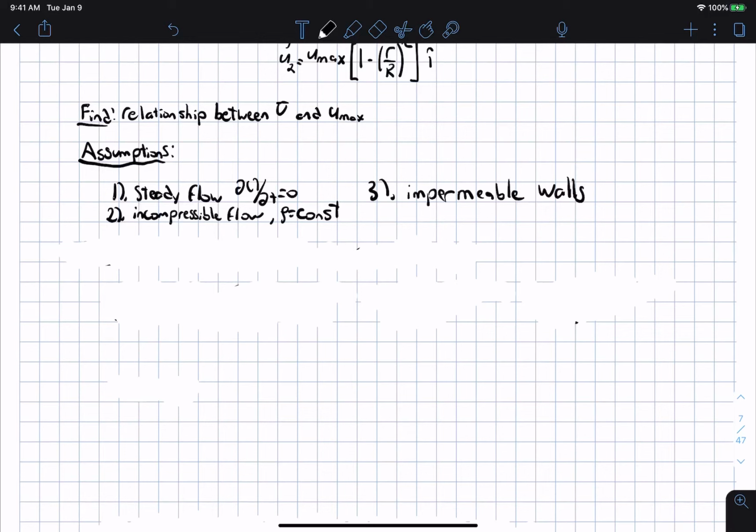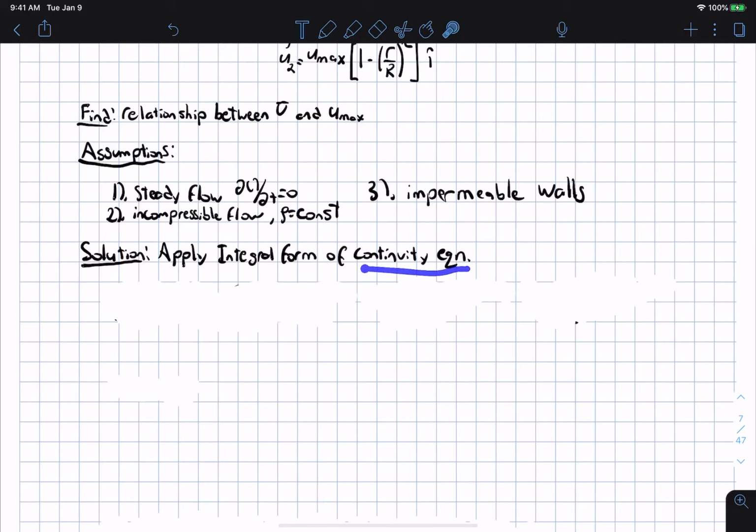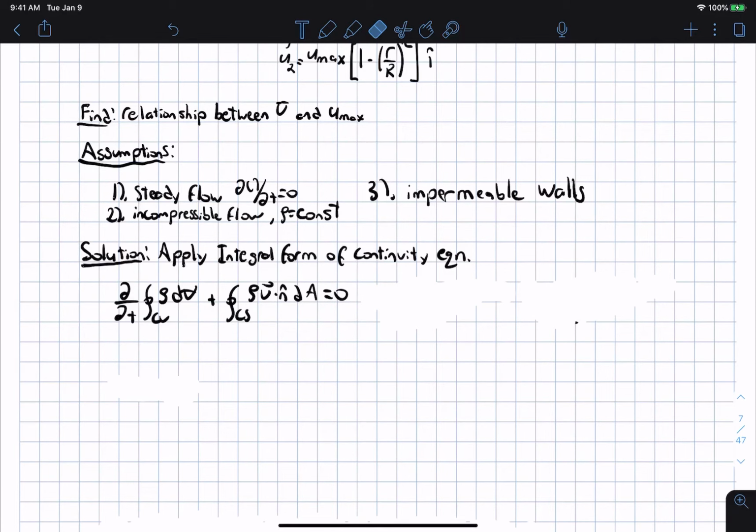And so to apply conservation of mass, we start from the generic form of conservation of mass, and this will become slightly more complicated as I introduce a deforming control volume and a moving control volume. But the solution is to apply the integral form or the Eulerian form of the continuity equation, or conservation of mass. And conservation of mass reads that the time derivative of mass inside of the control volume plus the net mass of material leaving through the control surface is equal to 0.